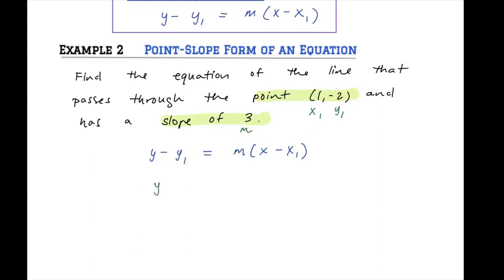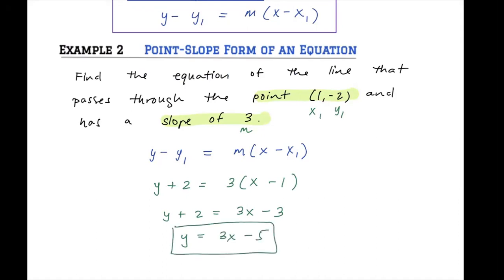So y minus y1, so y plus 2 is equal to 3 times x minus 1. So if we simplify, y plus 2 is equal to distribute 3x minus 3. And if we move that 2 to the other side, y is equal to 3x minus 5. So this is the equation of the line. This is the slope-intercept form, which we'll get to here in a second.